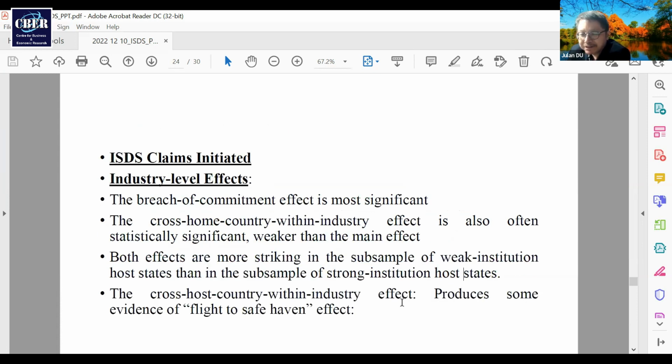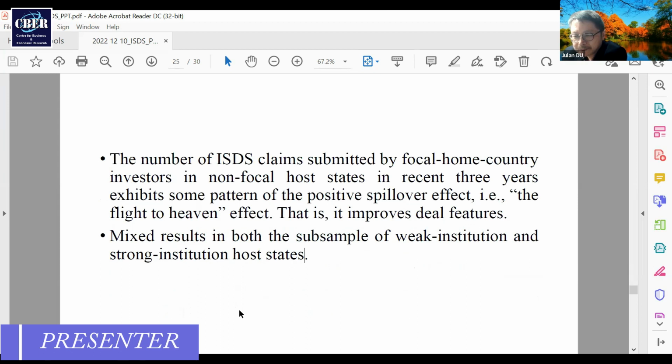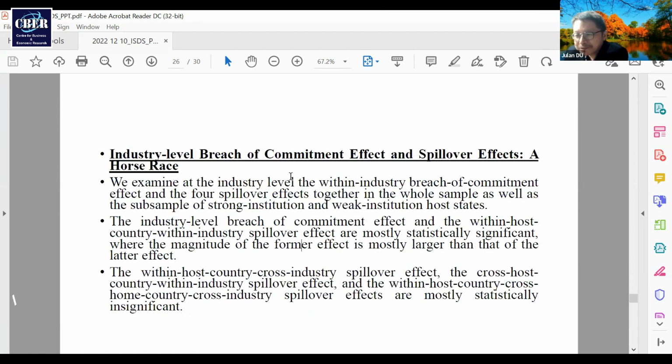Okay, and the industry level analysis shows some signs of a flight to safe haven effect from the cross-host country within industry effect. So there is some weak evidence that when focal home country investors have disputes with a third party host state, they will increase investment in this focal host state. And then we run a comparison of the industry level breach of commitment effect and spillover effect.